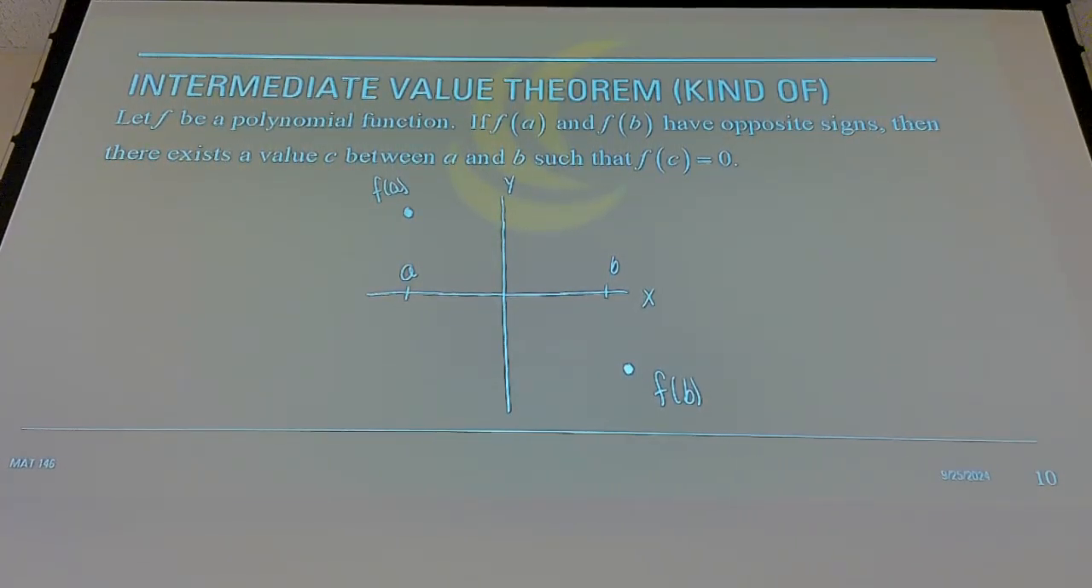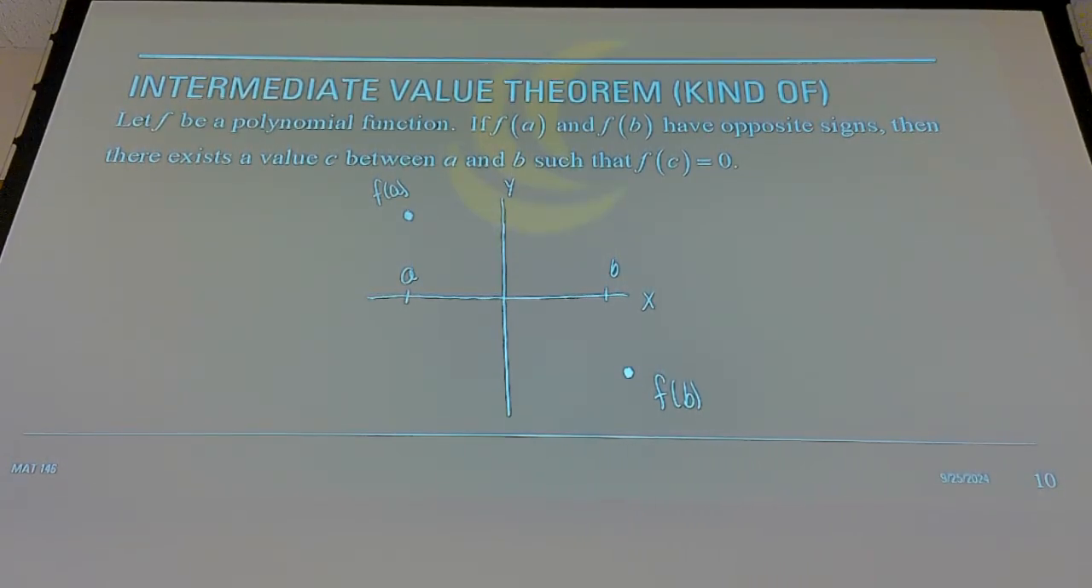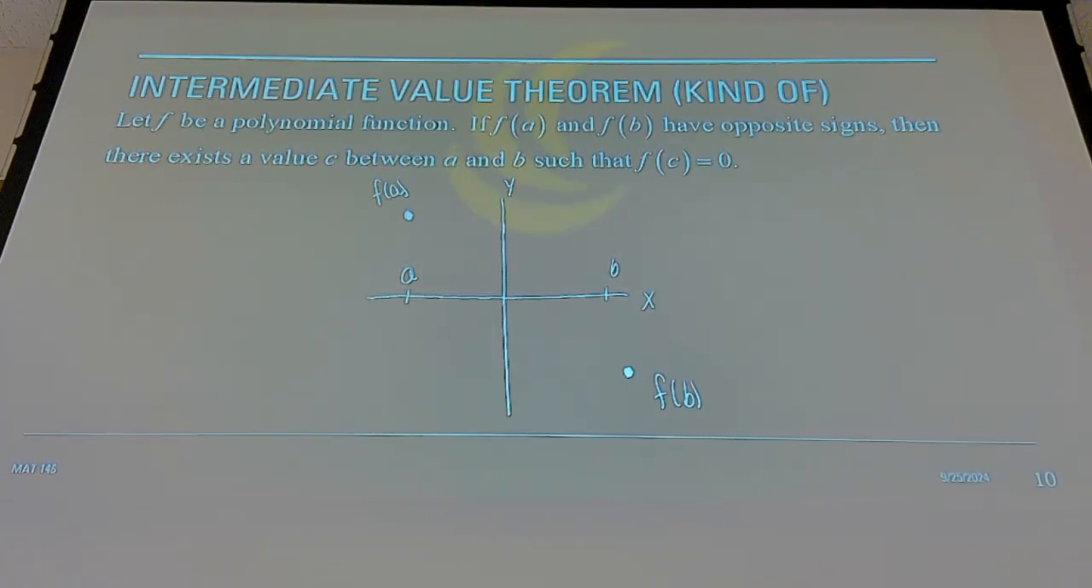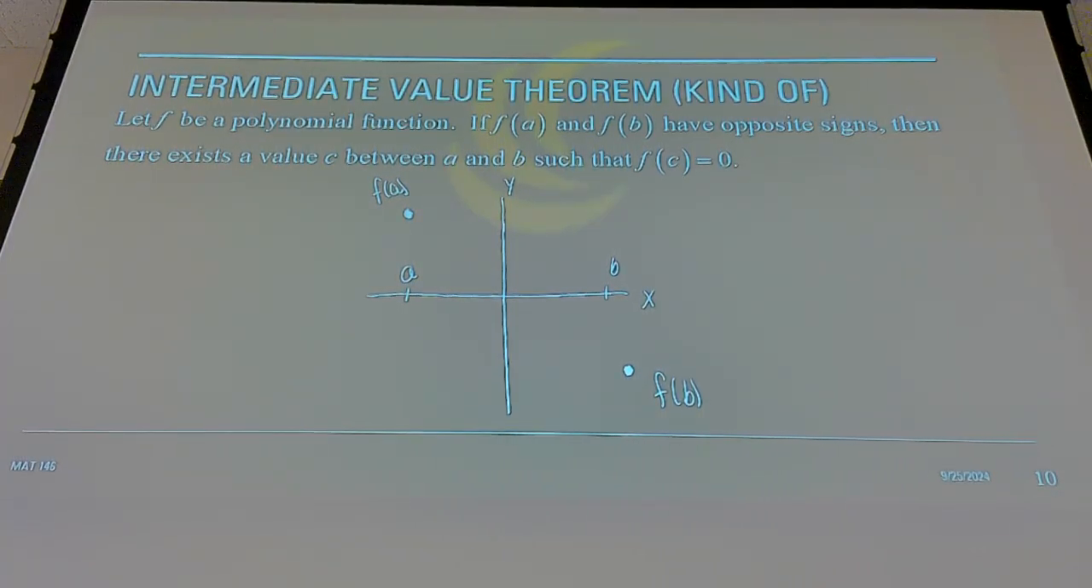Notice what it's not saying though. It doesn't say how many times the function is 0 between a and b. All it's doing is it's guaranteeing that there is a place where it's going to cross.